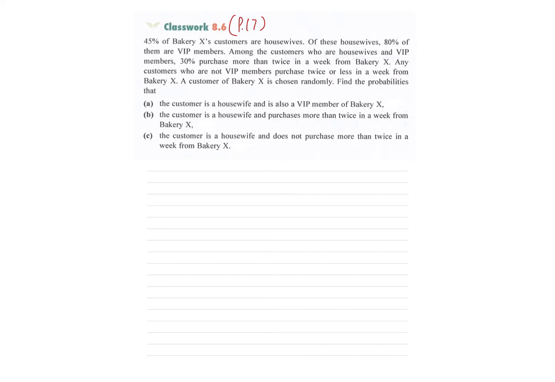So for part A first. It means the customer is a housewife and also a VIP member. First of all, 45% are housewives, and out of them 80% are VIP. So you multiply 0.45 by 0.8, and you get 0.36 as that probability.